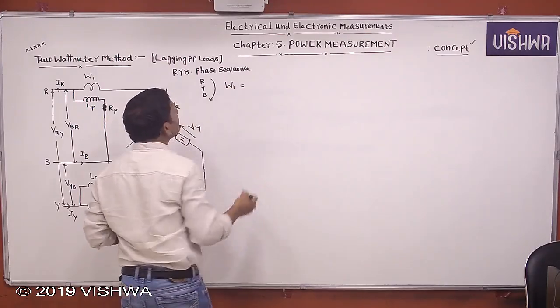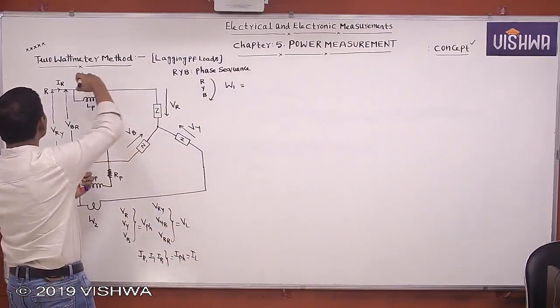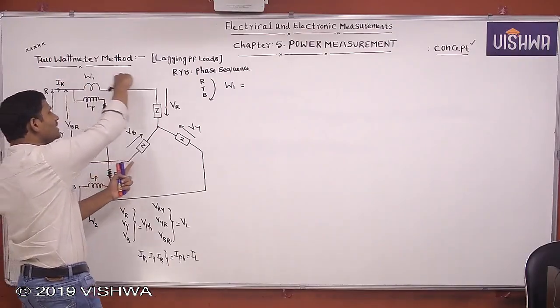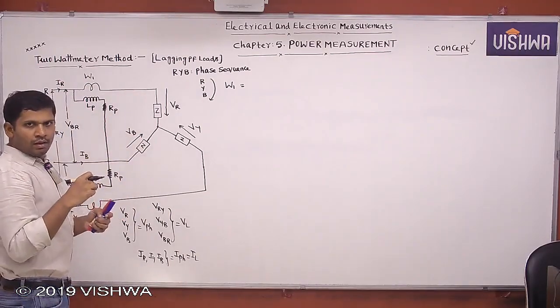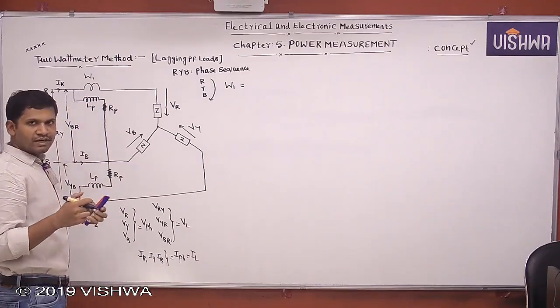Now tell me, what is the W1 reading? W1 is the pressure coil reading. What does the pressure coil measure? VRB. This pressure coil measures VRB. But you may have a doubt here: sir, why have you taken VRB? You take VBR, that is meaningless.